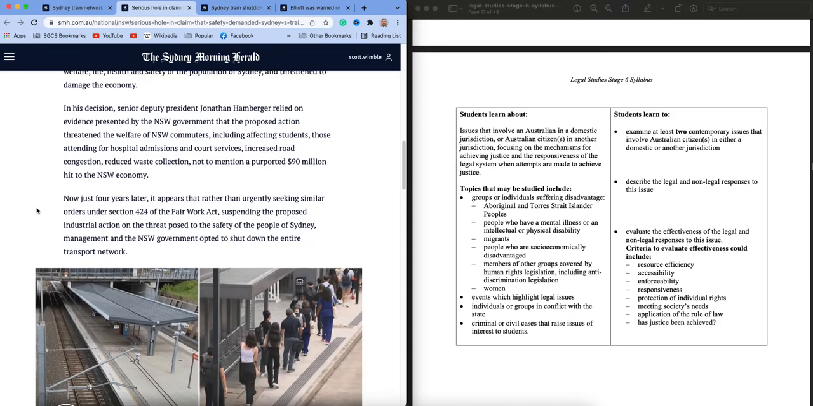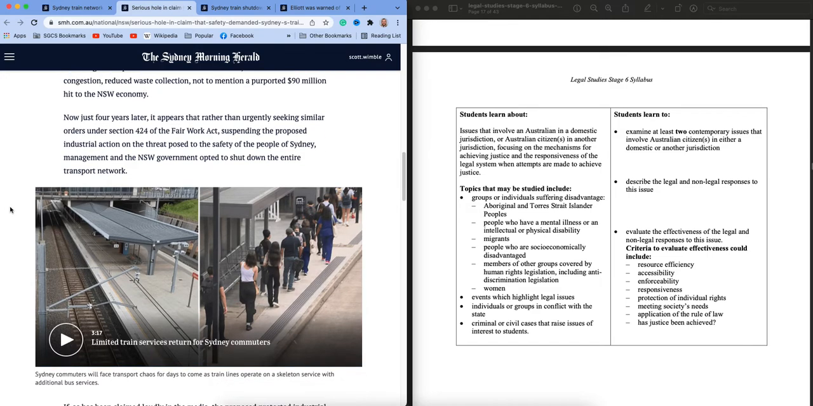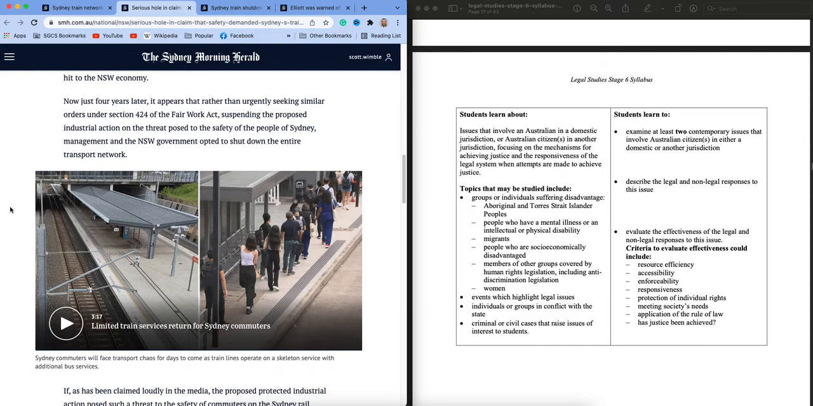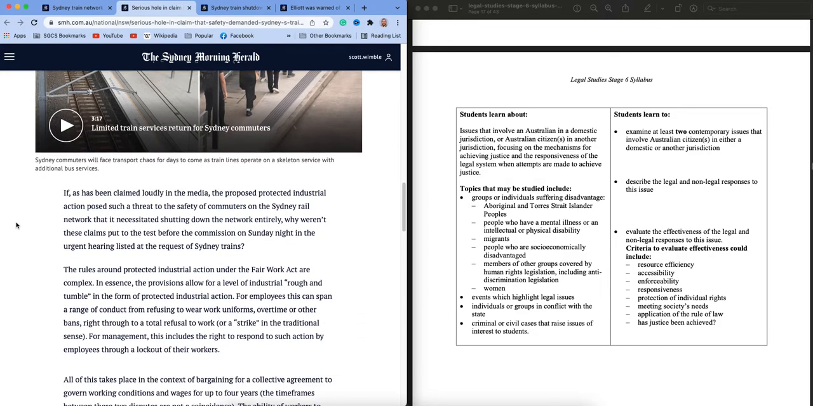Now, just 4 years later, it appears that rather than urgently seeking similar orders under Section 424 of the Fair Work Act, suspending the proposed industrial action, management and the New South Wales Government opted to shut down the entire transport network. So Shea's asking you to ask yourself now, why didn't they do the same thing again? If it was such a threat, why shut it down with no notice whatsoever and not take the action that you've already successfully taken years ago?